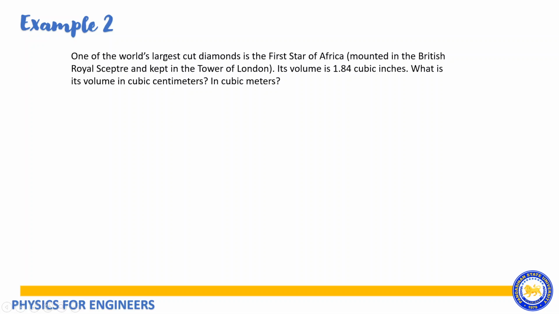One of the world's largest cut diamonds is the First Star of Africa. Its volume is 1.84 cubic inches. What is its volume in cubic centimeters and cubic meters? So we have a given of 1.84 inches cube. Kailangan daw natin siya i-convert to what? Centimeter cube at saka meter cube. Okay? So, anong conversion factor ang kailangan natin?